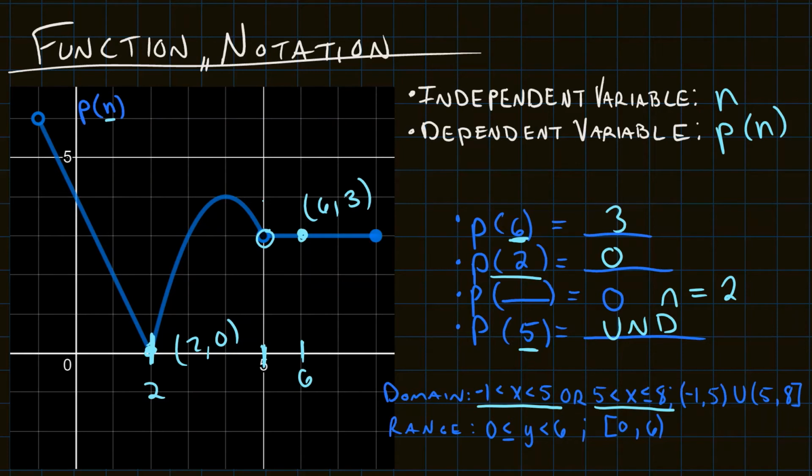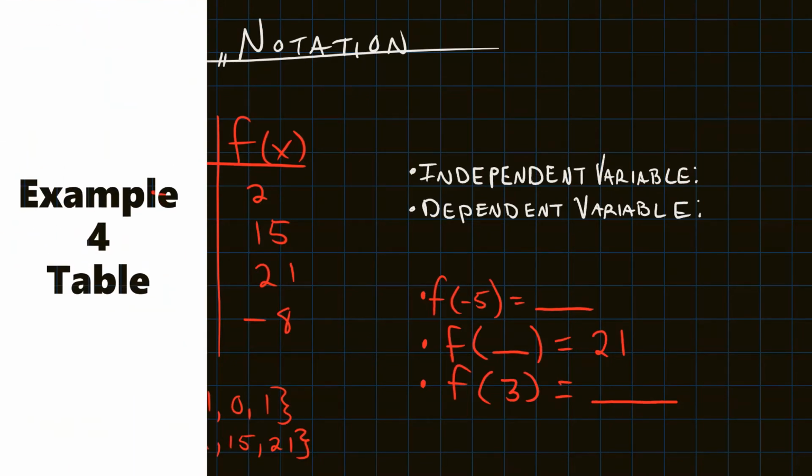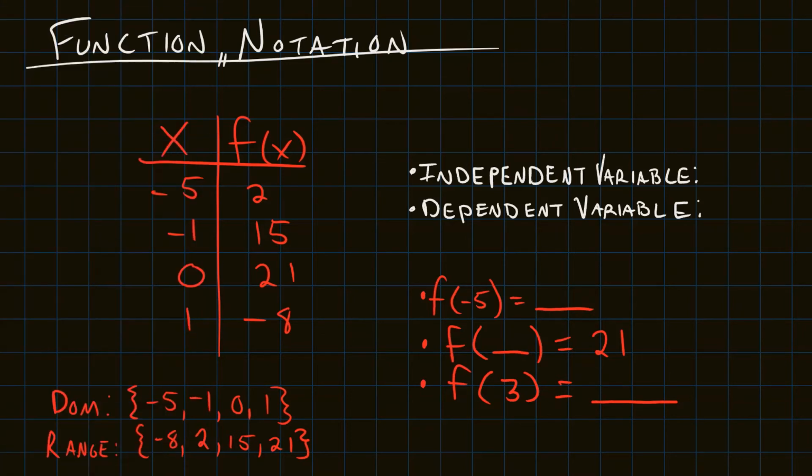Our range, however, goes from 0 and all the way up, without any breaks, to 6. 6 is not included, however, in our range. So the next few examples are going to be of how to use function notation when looking at a function in kind of a table form.